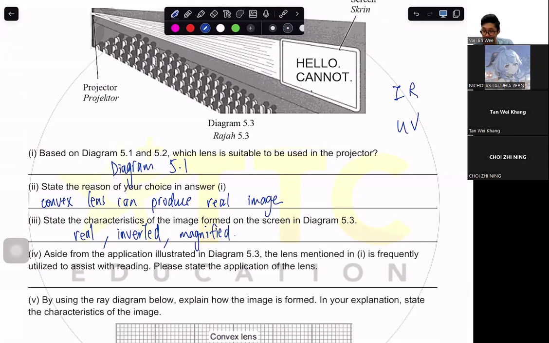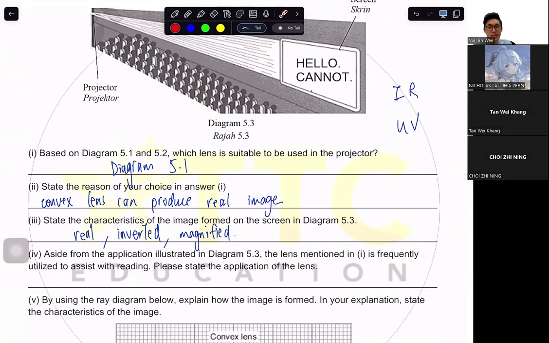Okay, next. Aside from the application illustrated in diagram 5.3, meaning aside from a movie projector, the lens mentioned in here is frequently used to assist with reading. So when will we use a convex lens for reading? Anyone? Anyone knows what they're talking about? What is the application?